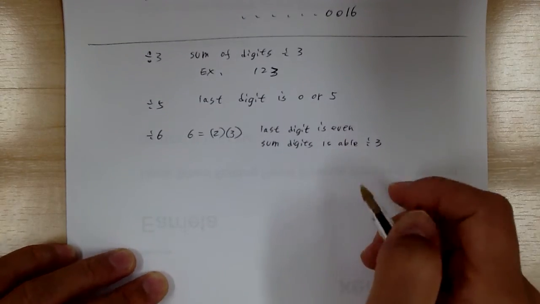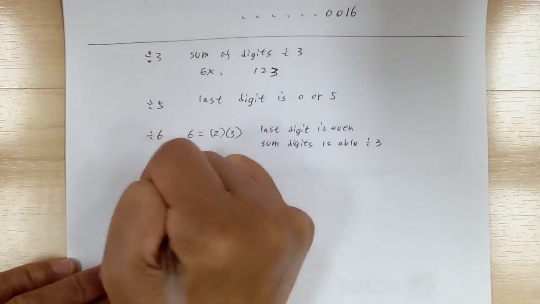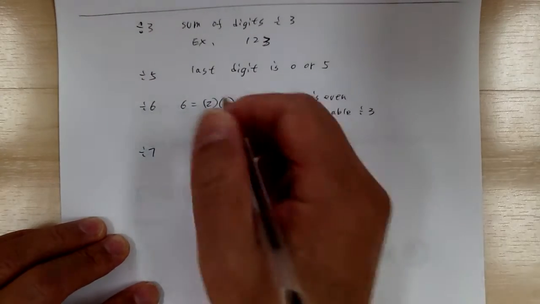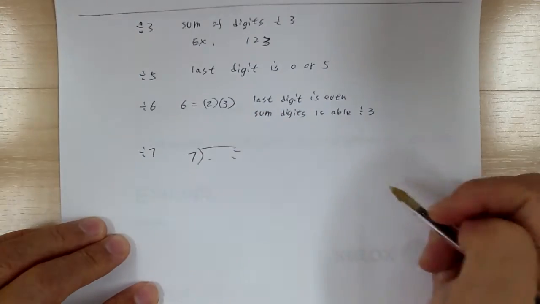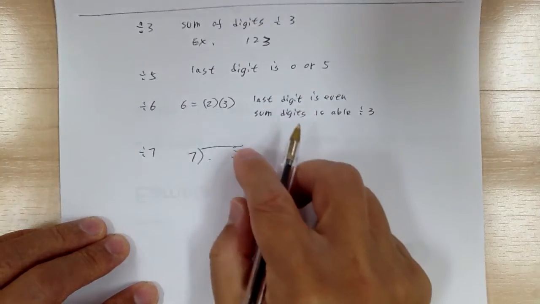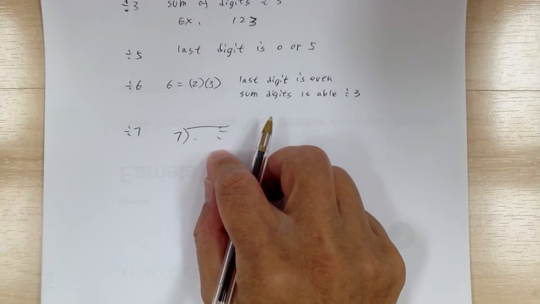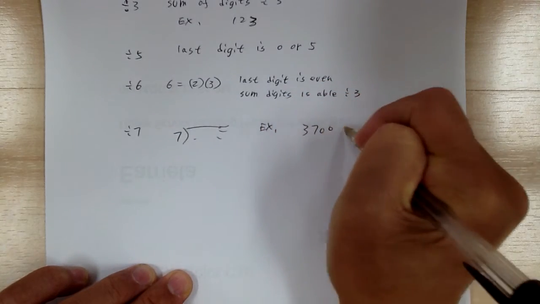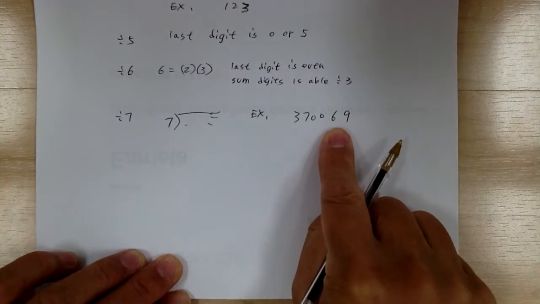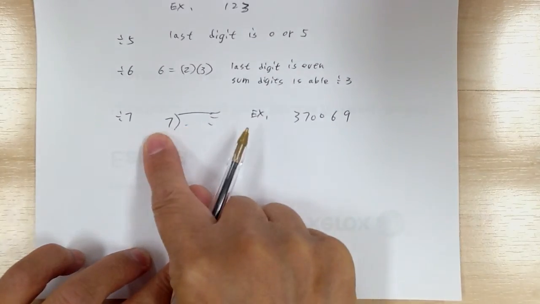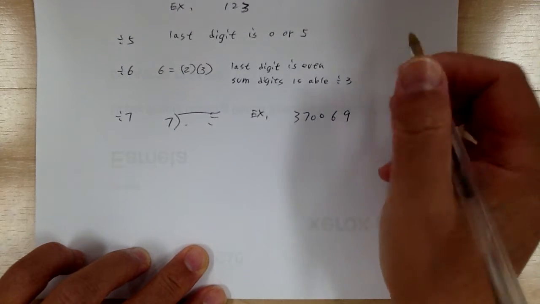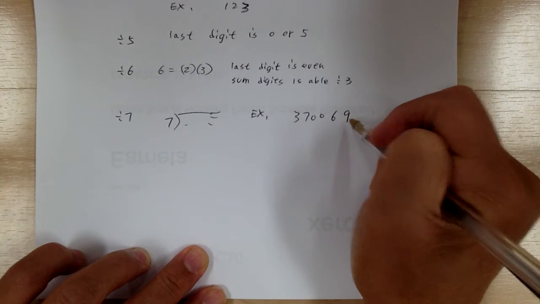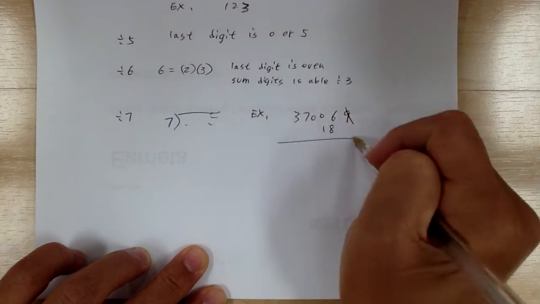divide by 3. Okay. Now divisible by 7, there's a way to do it, but it's not advantageous. So you just divide whatever the number is by 7. There's a way to test, but it's not much of an advantage. For example, let's say you have 370069. To test if it divides by 7, you can just divide by 7, or what you do is multiply the last digit by 2 and cross it out. So 9, you multiply by 2, you get 18, you put it over here, and you subtract.